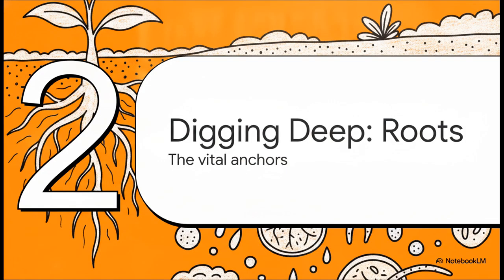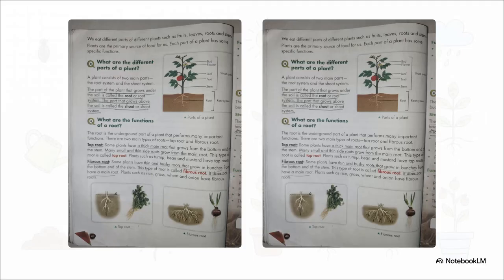Let's dig below the surface. Literally, for Section 2, digging deep into plant roots, our vital anchors. This brilliantly illustrates the two main underground strategies plants use. On the left, we've got a taproot. It's this thick, main root that grows straight down from the stem with a bunch of small, thin side roots branching off of it. Think of plants like turnips, beans, or mustard. They drive that singular spike deep into the earth.